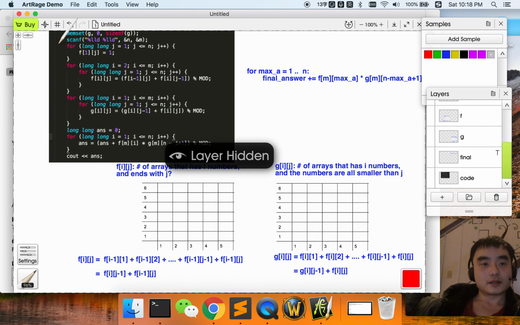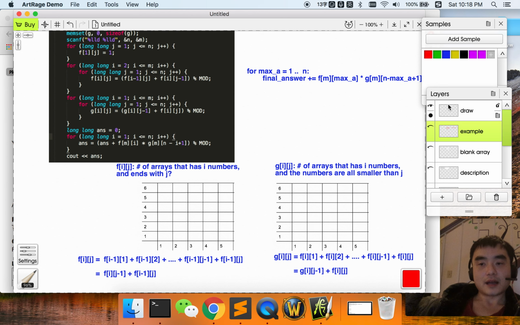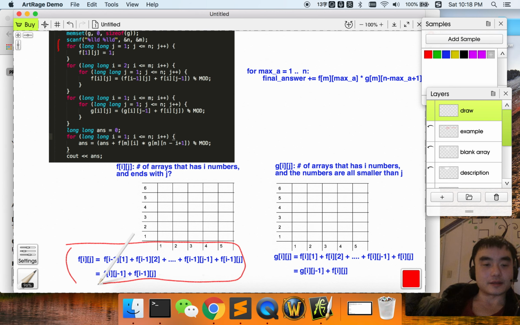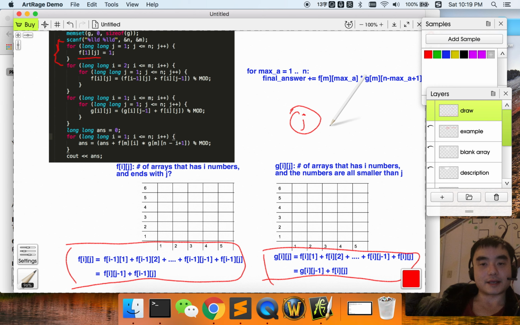So the code is here. After we cleared out the ways to calculate the f and g's, the code is very trivial, right? So this is the initial value of f, right? Because fij all equals to 1, right? If we only have one number and it ends with j, we can always get one option, that is put the j into this slot, right? So all of these f's equals to 1, right? And we can calculate the rest of the f's in this way.